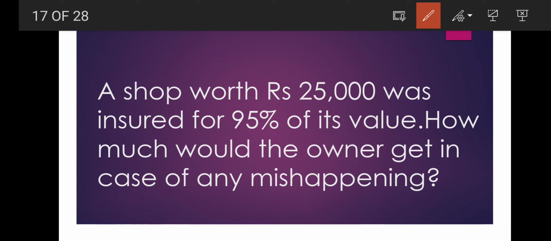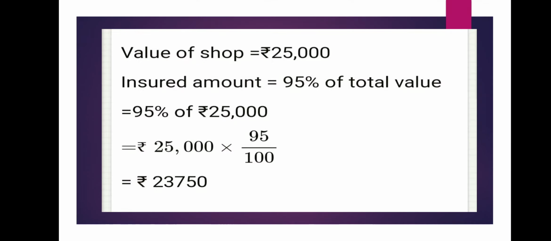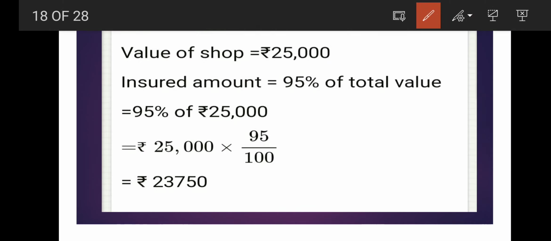Now next. The question is, a shop worth rupees 25,000 was insured for 95% of its value. How much would the owner get in case of any mishap? Okay, so a shop worth means the total value of that shop is 25,000 and insured for 95% of its value. So first we'll find out the exact insured amount, and then we'll subtract it from what? 25,000. Clear?